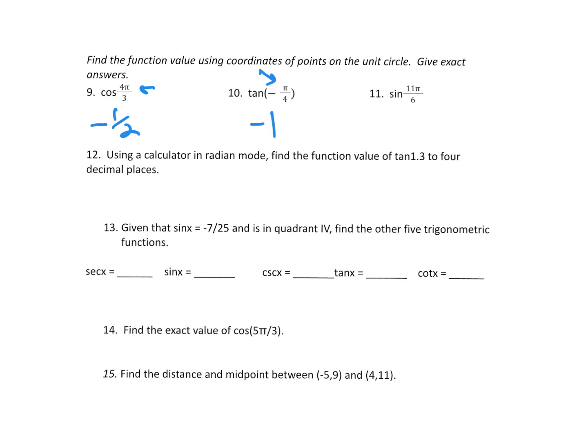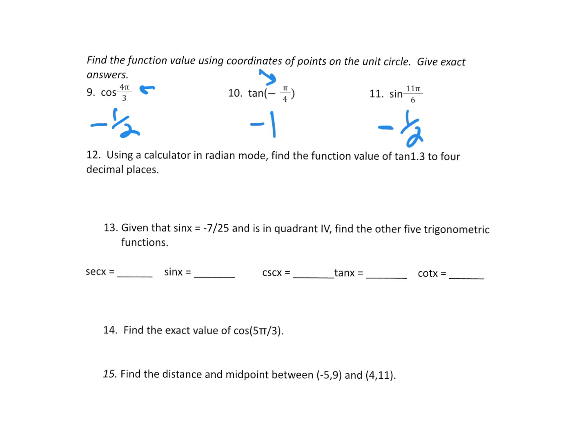Number 11, sine of 11 pi over 6. Anytime I see sine pi over, forget the 11 a second. If I see sine pi over 6, I'm automatically thinking, oh, it's a half. Then I've got to figure out what quadrant. 11 pi over 6 is almost 2 pi, which means it's quadrant 4. Y is negative in quadrant 4, so that's negative.